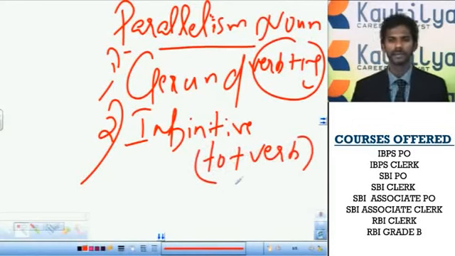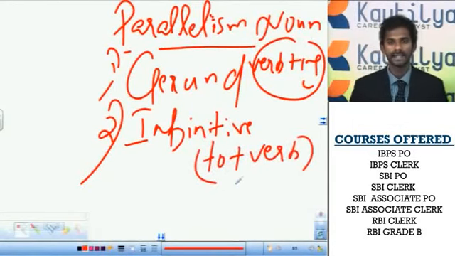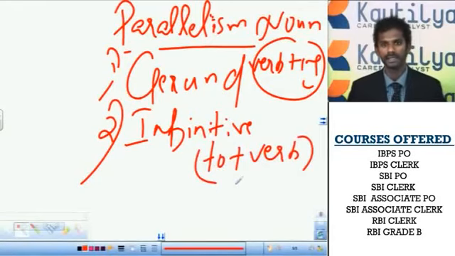I'll give you examples like: Smoking is injurious to health. To smoke is injurious to health. Dancing is a good exercise. Dancing becomes a gerund. To dance is a good exercise. To dance becomes an infinitive. So first concept is gerund. Second one is infinitive.